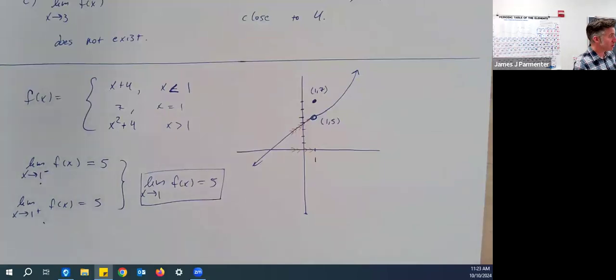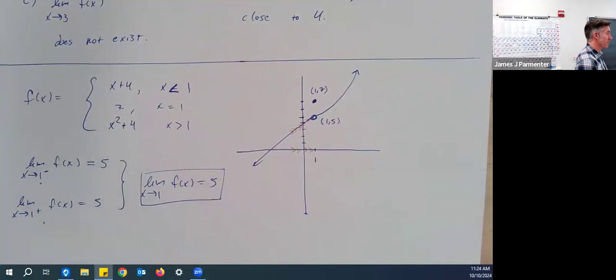And I'm going to remind you that I said a lot already, the limit doesn't care what's happening at the value x is approaching. I don't care that when x is equal to 1, y is equal to 7. The limit cares that when x is super duper close to 1, but not equal to 1, the y values are super duper close to 5, but not necessarily equal to 5.